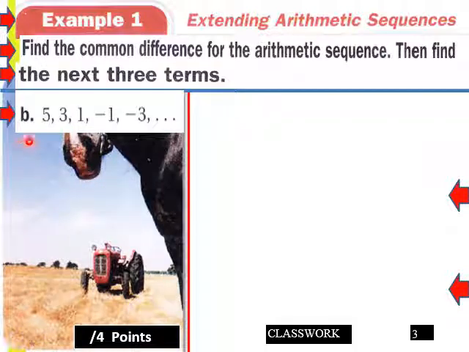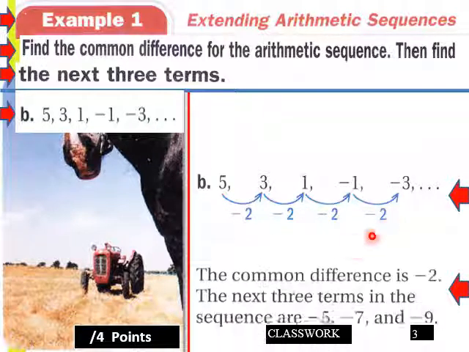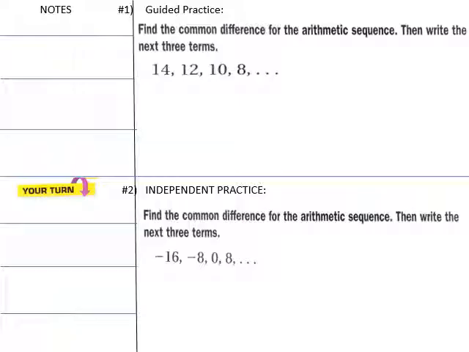And then for B: 5, 3, 1, negative 1, negative 3. So what's going on here? We have a difference of negative 2. We're going backwards here. The common difference would be negative 2. The next 3 terms would be negative 5, negative 7, and negative 9. That would be the next 3 terms for this sequence.